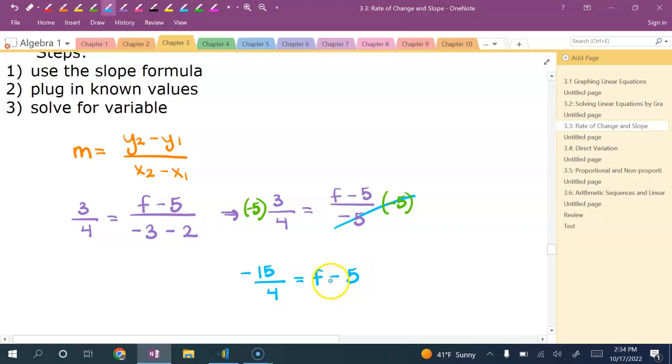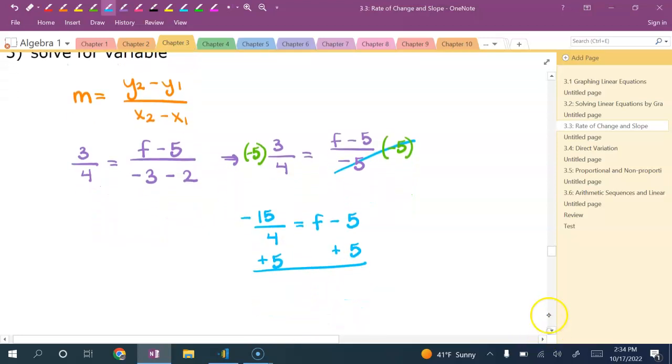Now I need to get rid of the minus 5. Remember, the opposite of subtraction would be addition. So I'm going to add 5 to both sides. So the negative 5 and 5 are going to cancel. We're going to have f equals, then you're going to want to add these two numbers, negative 15 over 4 plus 5. I would use a calculator maybe to help you with that, and you would get 5 over 4. So that would be your missing coordinate.